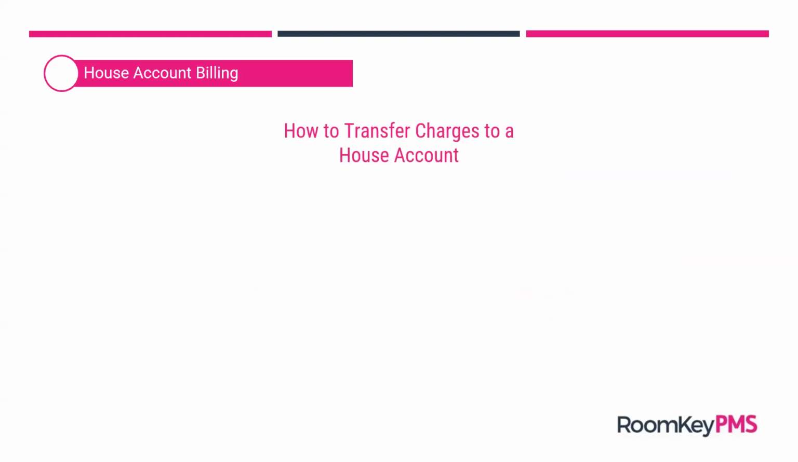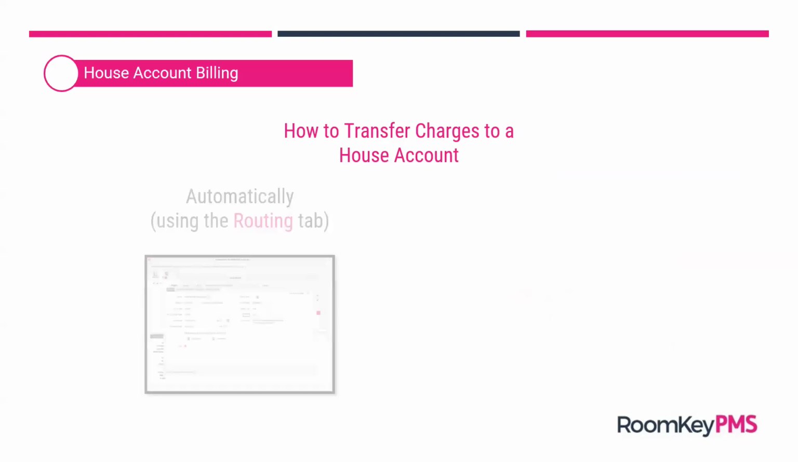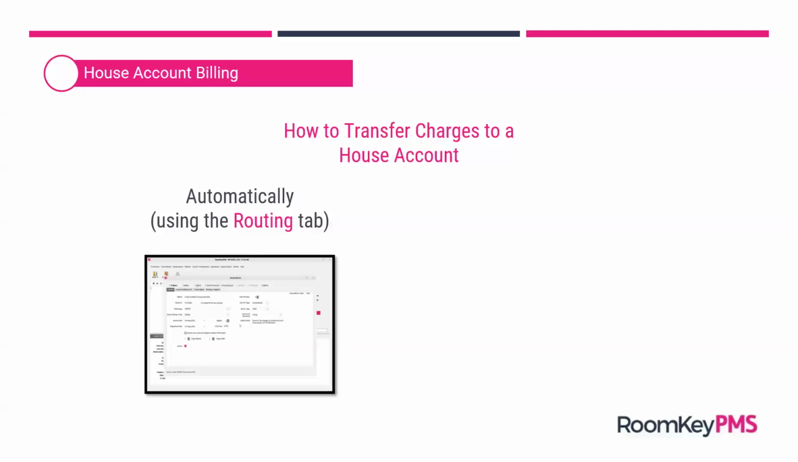The next thing we're going to look at is how to transfer charges to a house account. We've got a couple of different methods we're going to look at. The first one is how to automate this process using routing. We have done a more in-depth presentation earlier this year all about routing charges and using the routing tools in Roomkey. This video is going to show a snippet or kind of a snapshot of two examples where we can use the routing tab on a group. So we can use routing for guests that are part of a group, or we can use the routing tab on an individual reservation.